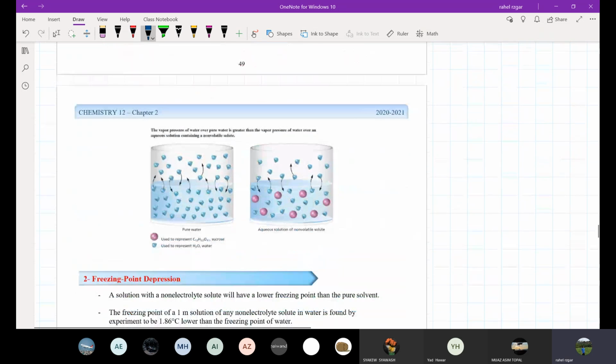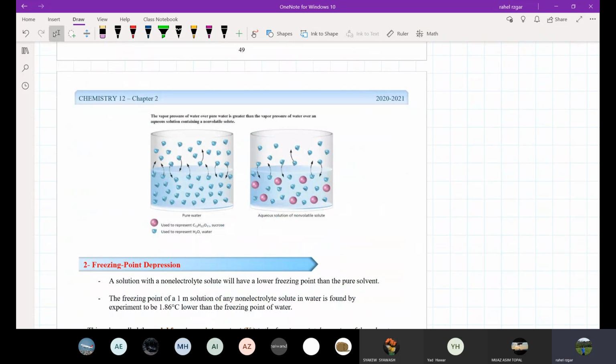Look at this figure. This figure explains it very well. This is pure solvent. All right. The water has evaporated. This is closed.